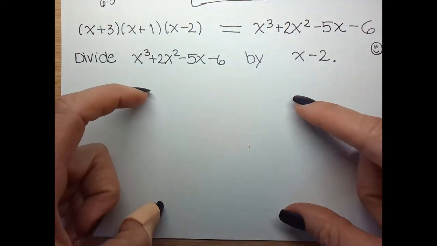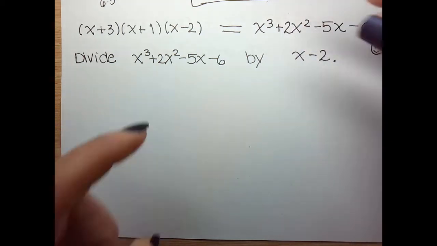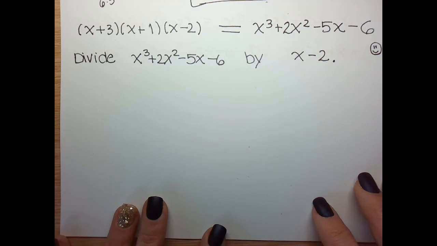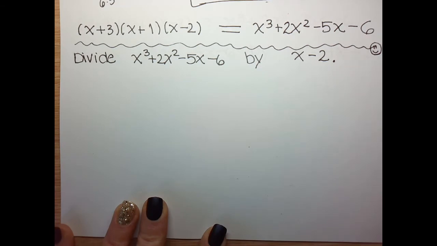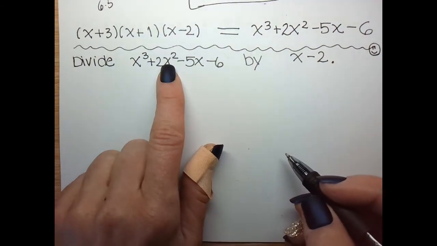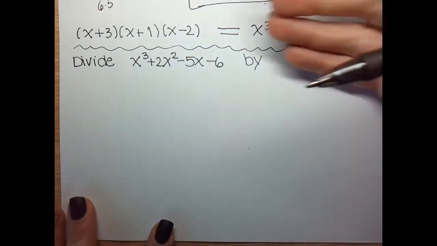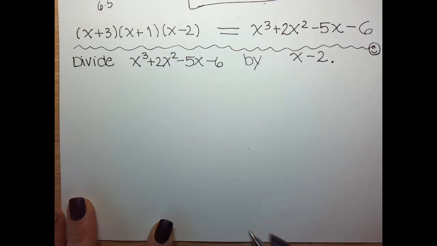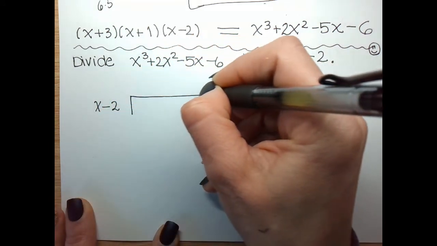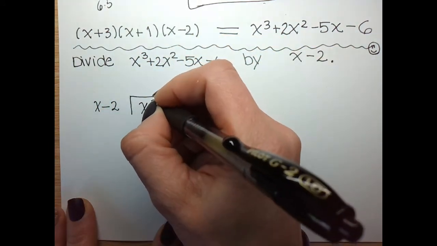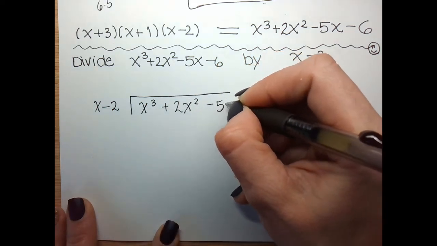Once we divide using long division, we can compare our answer to the problem we built it from. So we're going to work on one solid example over and over in different ways, with different approaches to the division. If we're dividing this cubic polynomial of 4 terms by this linear binomial, x minus 2 goes outside of the division, and x to the third plus 2x squared minus 5x minus 6 goes on the inside.